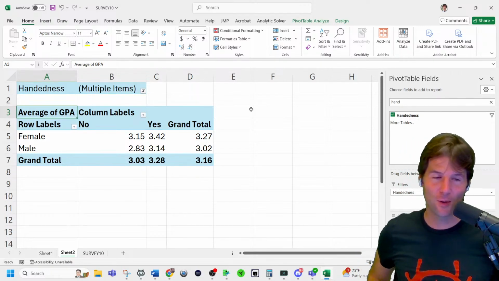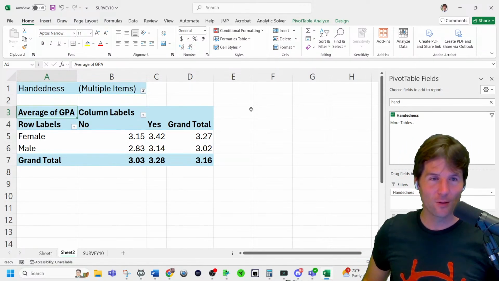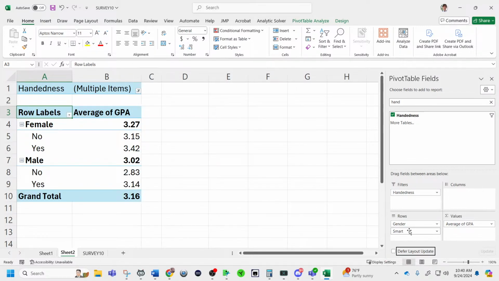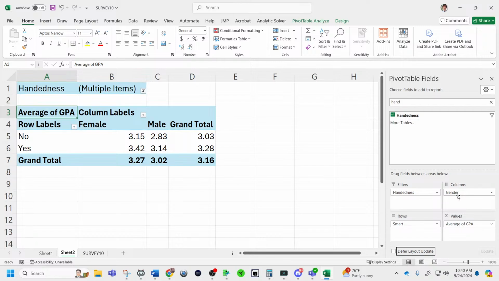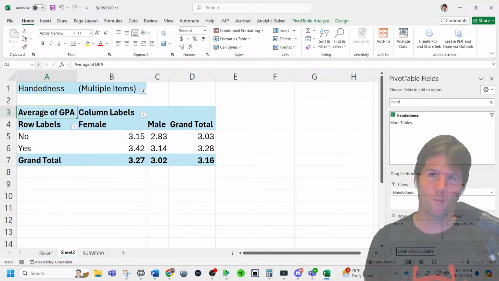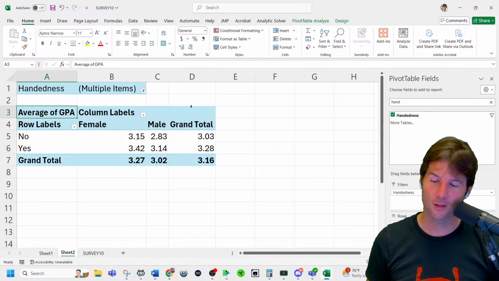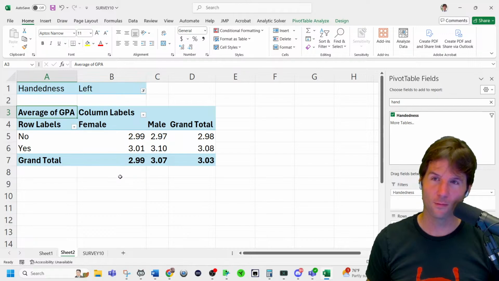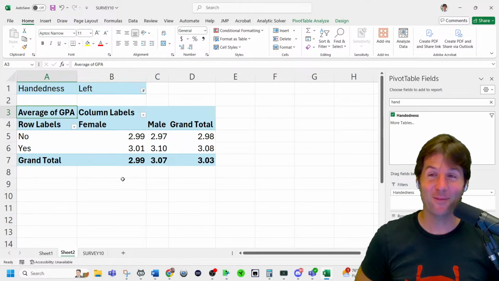But notice how what we've done right here is the values being displayed are what we see in the table. So that is the value being displayed. The rows and columns slice and dice, where it doesn't matter. This chart is only left-handed people now. Look at those GPAs. I'm sorry.